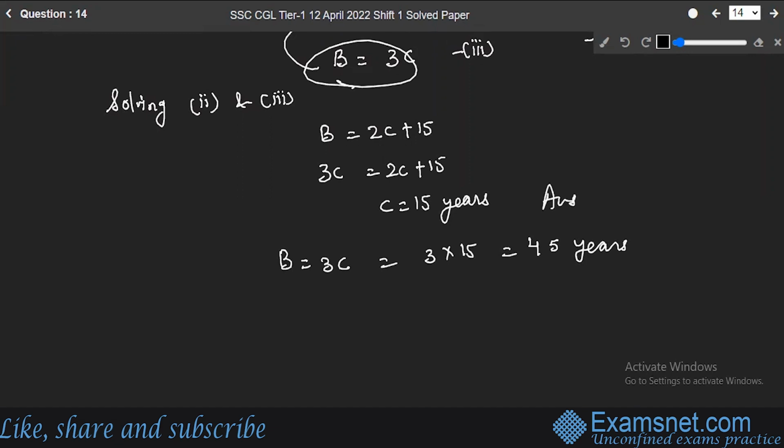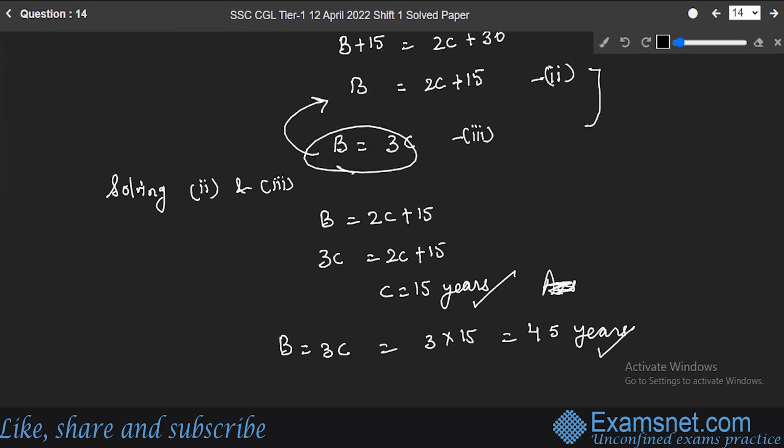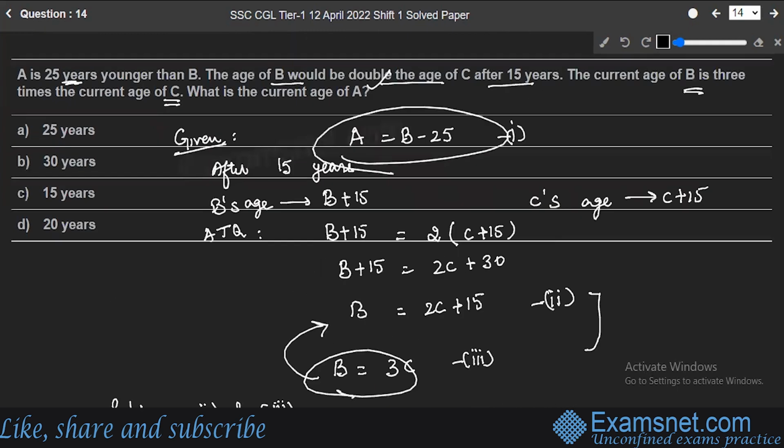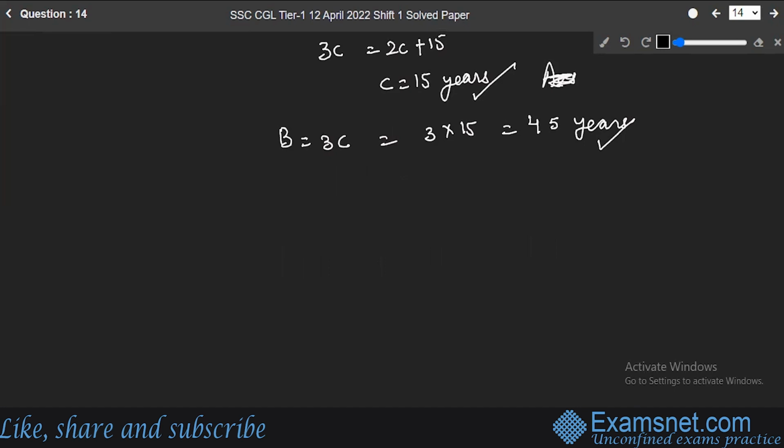You got the age of C. You got the age of B. You want to know the age of A. So let's fill in this one. A is equal to B minus 25. That is equal to 45 minus 25, which is equal to 20 years.